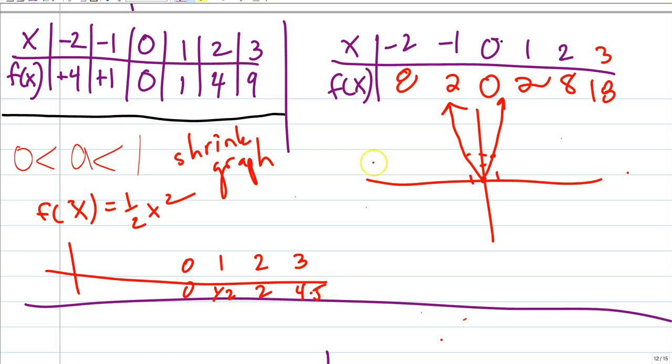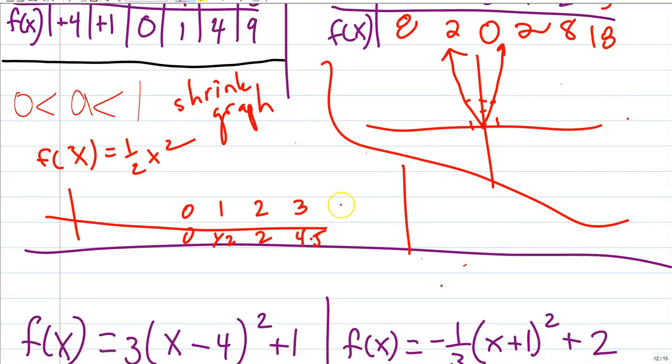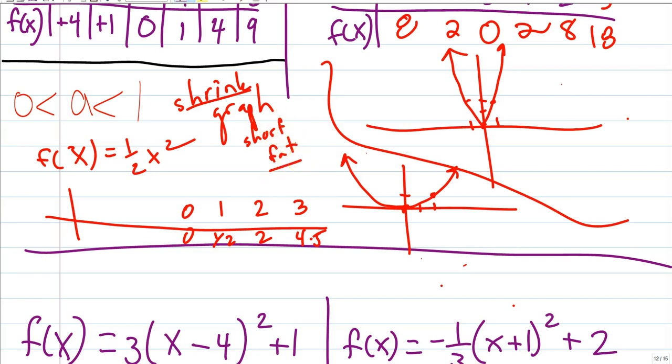So what does that do to the graph? Let's see if I can squeeze it in here. It makes it wider. Okay, this is called a shrunk graph. It makes it short and fat. Basically that 1/2 makes everything half as tall, so it makes it wider and shorter. Okay, and don't worry, the parabola has no emotion, so we're not hurting its feelings as we do this.